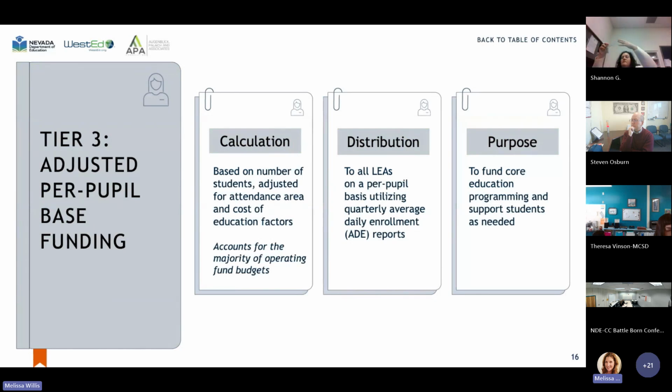Every student generates an equal allocation of funding that can be used to pay for things such as teacher salaries and benefits, materials and supplies, and other expenditures necessary for running a school or district. This per pupil funding base is then adjusted based on attendance area and the Nevada Cost of Education Index. This adjusted base funding accounts for the majority of dollars for a school or district's general operating budget.